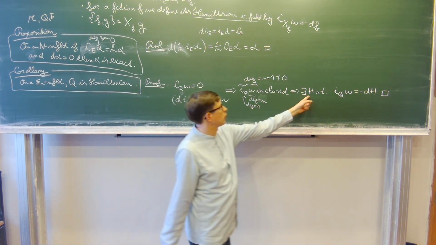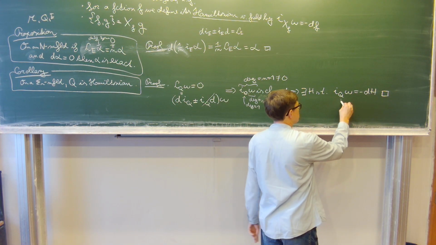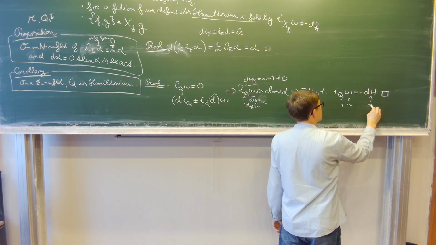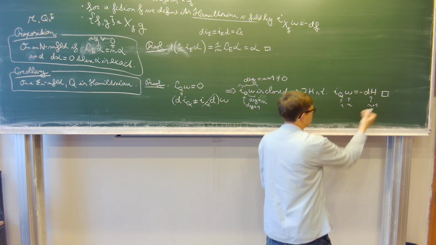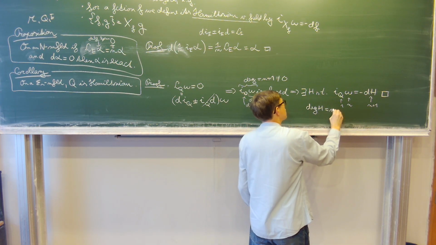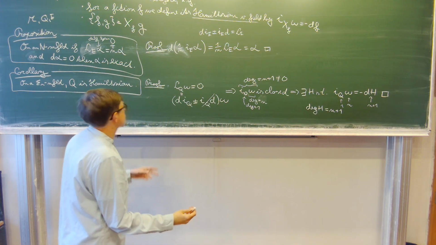What is the degree of h? So this was degree 1, this was degree n, so this needs to be degree n plus 1. So the degree of h is actually n plus 1. Remember, here I'm talking about the degree again in the sense of this Euler vector field.